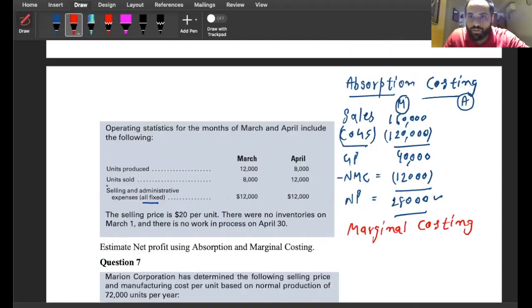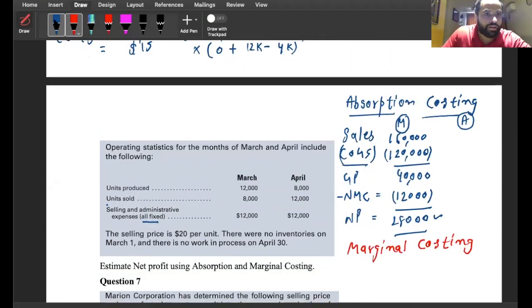Oh, we forgot April. So we have to check for April too. So how much are the sales for April? Same, 160, no, it's not the same. It's different. So it will be 240,000.